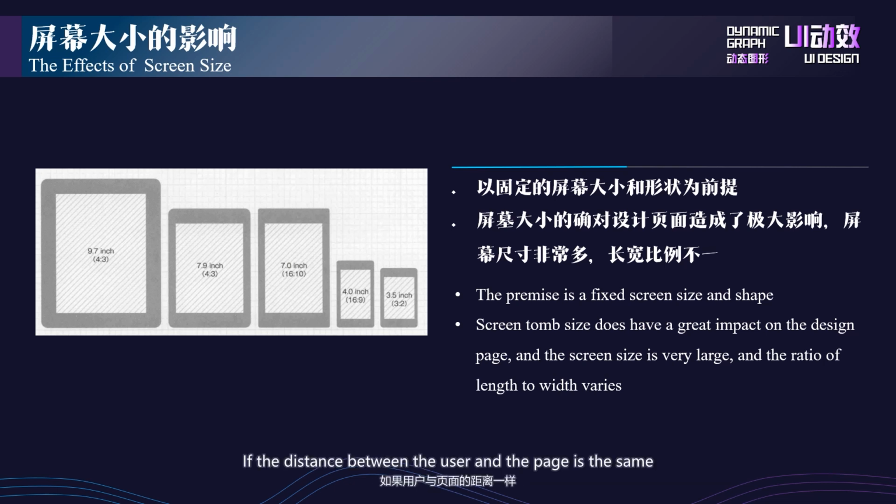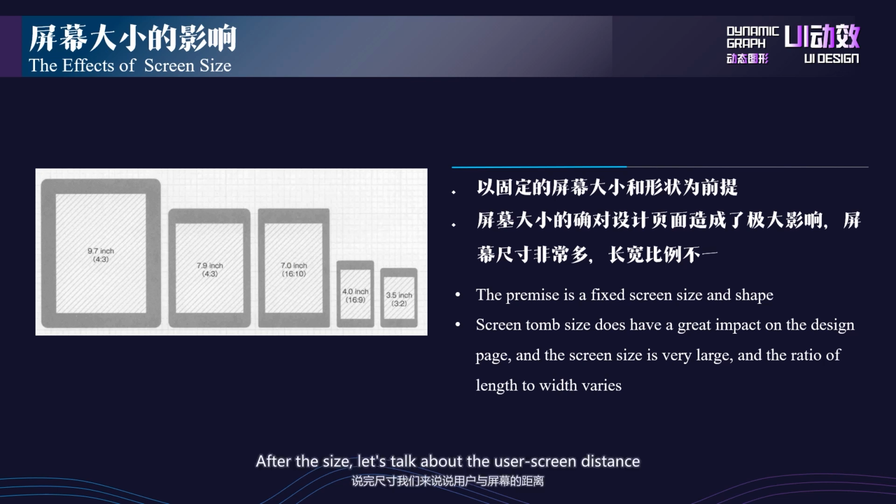If the distance between the user and the page is the same, the larger the page size of the device, the more elements and information can be placed on the page. This implies that interface design has a higher degree of freedom. Devices such as smartphones with smaller screens have limited layout and less available space. There is almost no room to place extra elements.